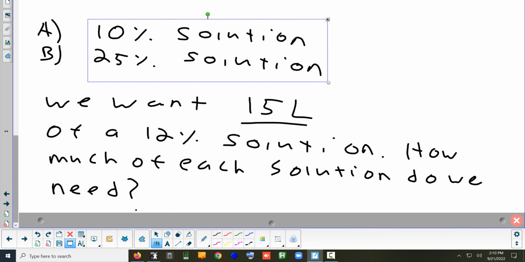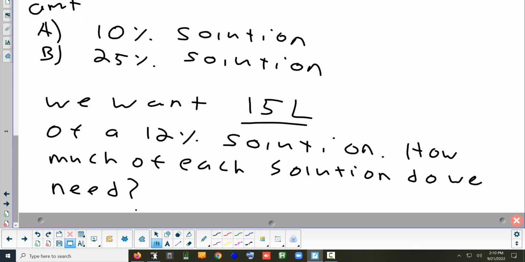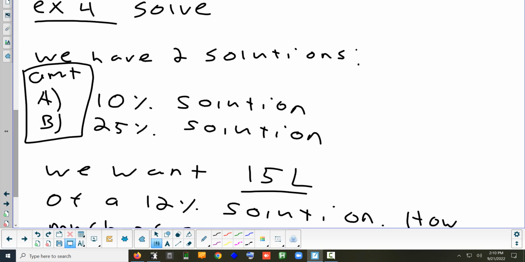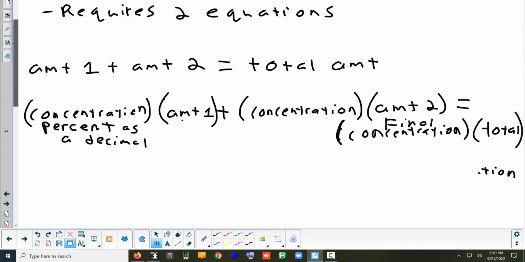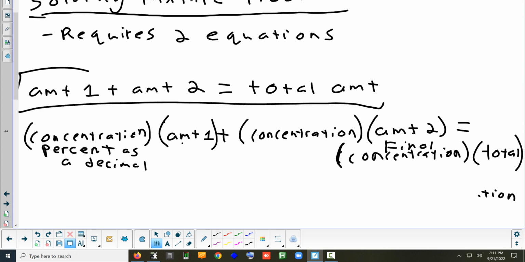So let's write an equation to figure out how much of each solution that we use. I think the easiest thing to do is let those two letters be your amounts. And you have to pick two variables. I would let A be the amount of the 10% solution and B the 25%. So I'm going to use those as my two letters. How would I write this first equation?